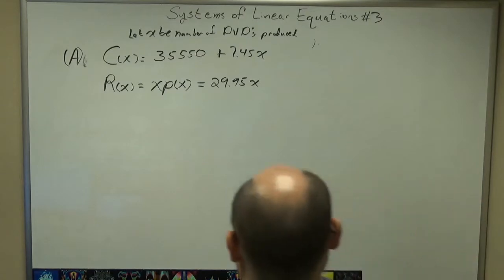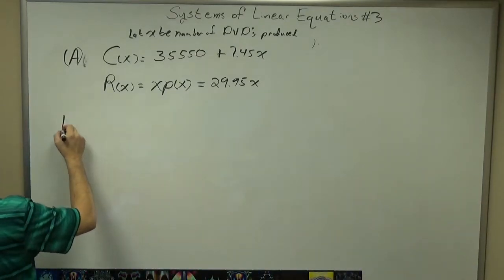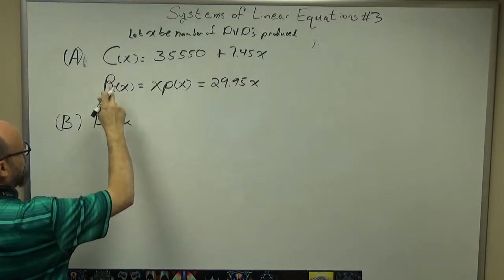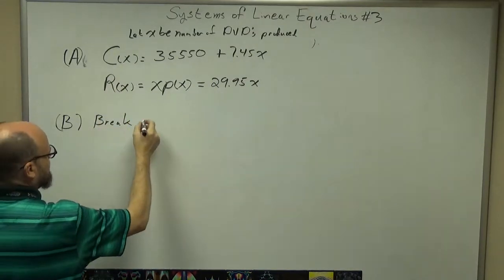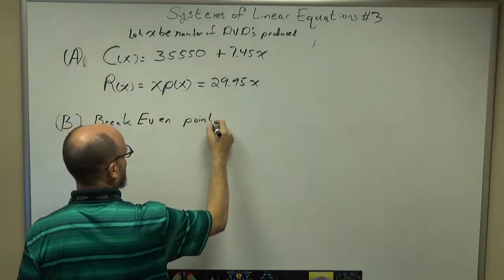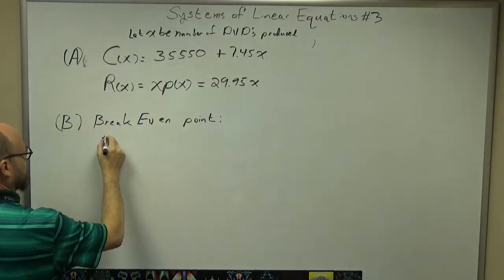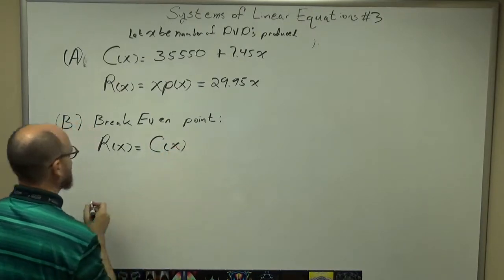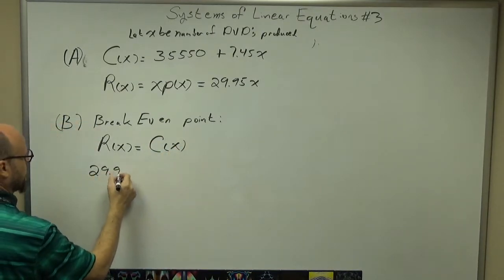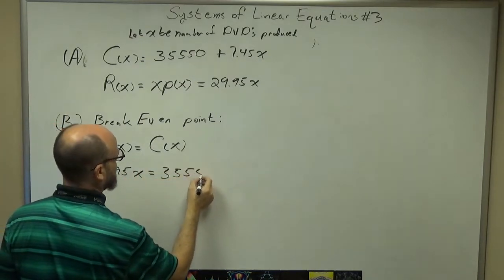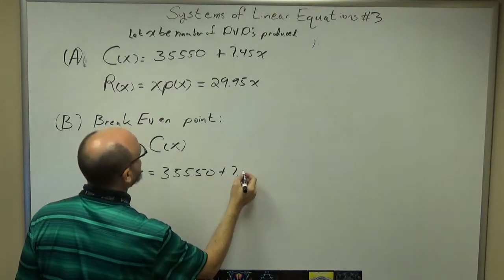And then for part B, it says how many DVDs must be sold each month for the company to break even. Well, break even means they want to know when your revenue equals your cost. This is called a lot of times the break-even point. The break-even point is when R of x, your revenue, equals your cost, C of x. So you have 29.95x equals 35,550 plus 7.45x.